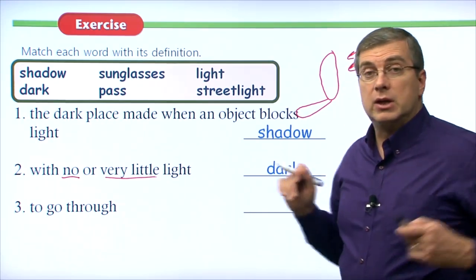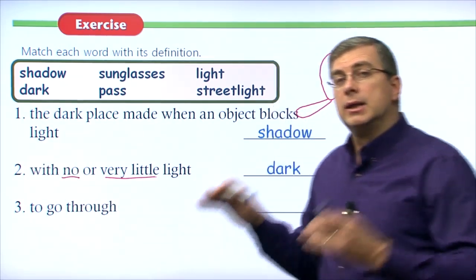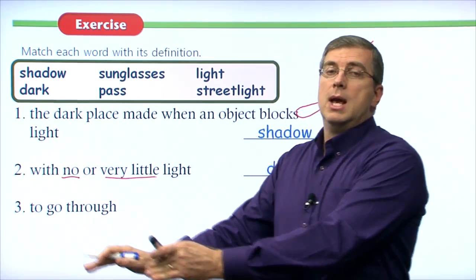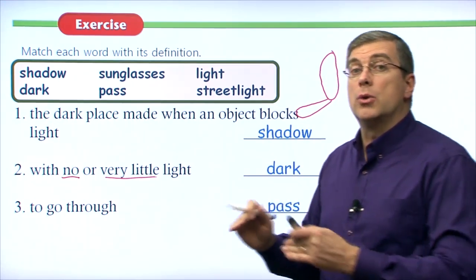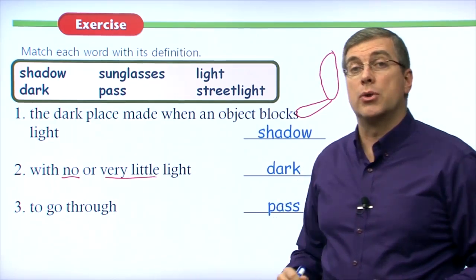Number three, to go through. So you go through something. Light goes through a window. Light passes through a window. To pass means to go through something. To pass, you go through it.